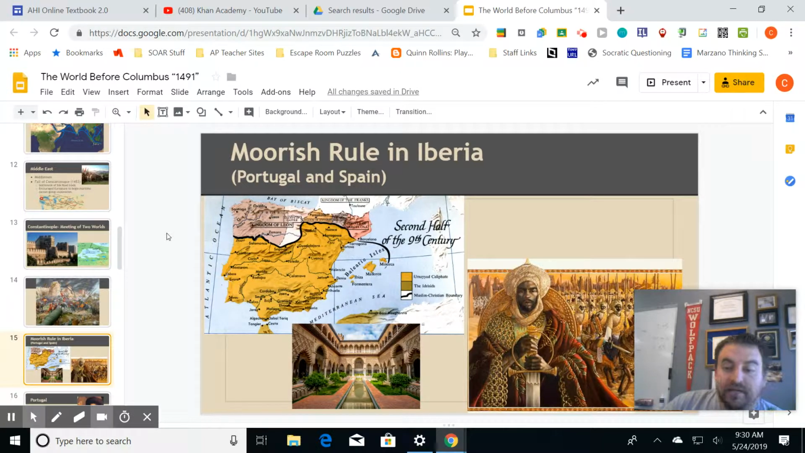For the past few hundred years, they've been trying to kick out the Moors. So who are the Moors? The Moors are going to be North African Muslims who have kind of invaded way back when and have stayed in Spain. They've developed their own culture. Most of the architecture that we know of in Spain is Moorish.